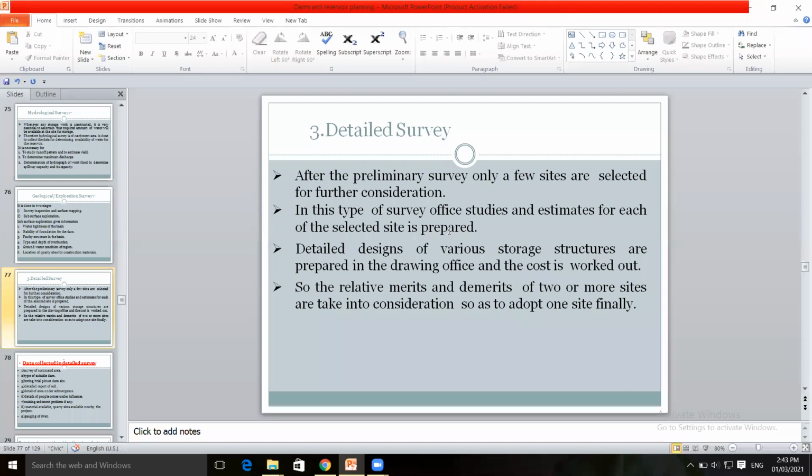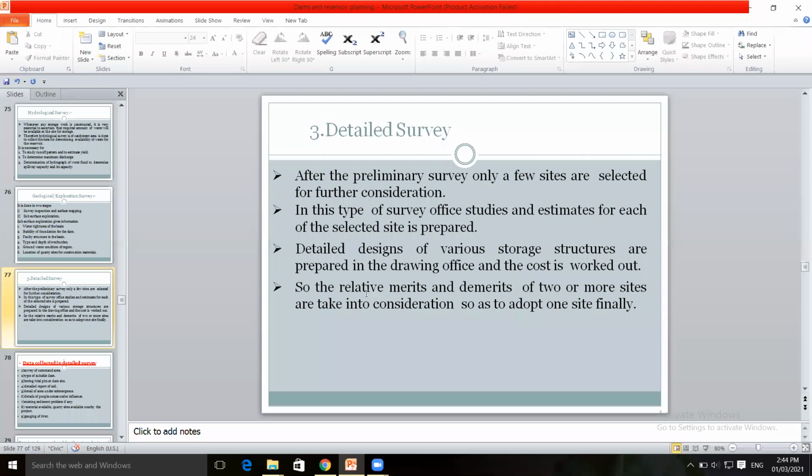In the actual design, which type of dam is to be selected? It may be a gravity dam, concrete gravity dam, or it may be a buttress dam, or an arch dam, or an earthen dam, or a composite dam. The type of dam is selected. After selection of the dam, the actual design is worked out, detailed design is carried out, and from that you get the total funds required, the cost of construction, that is worked out.